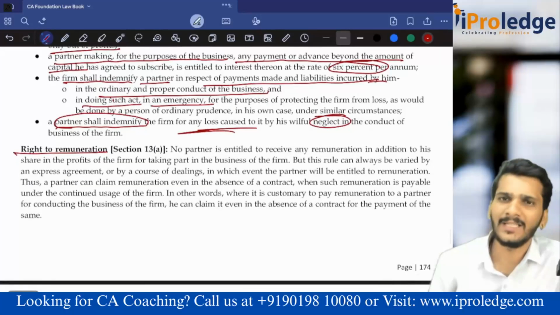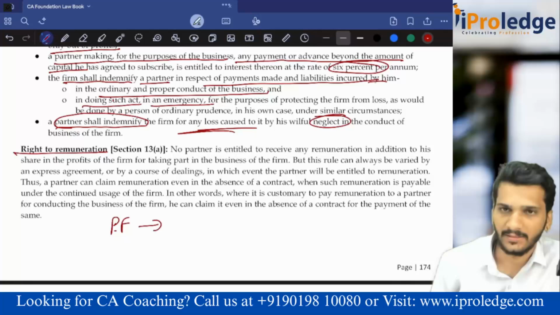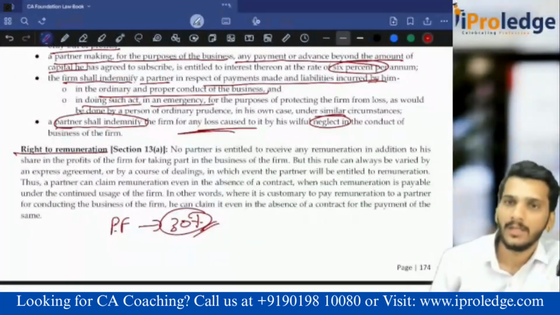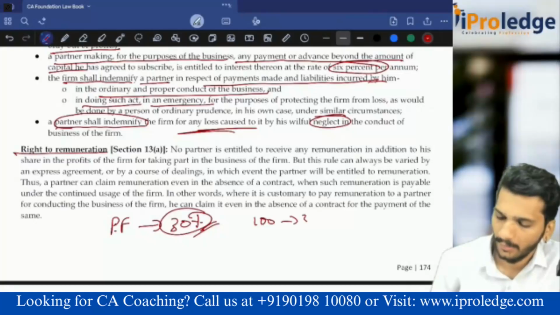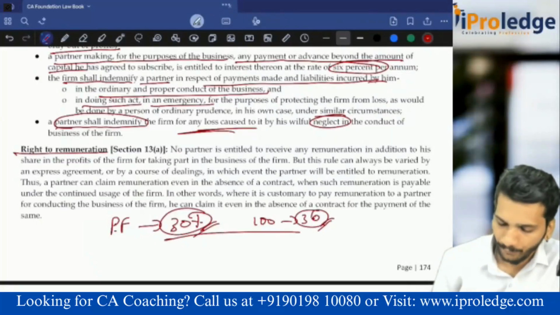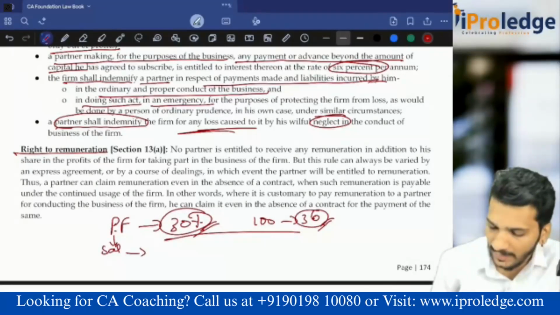See, why has this concept come? A partnership firm, whatever profits it earns, is taxable at the rate of 30% flat. If it earns a profit of 100, 30 rupees is the tax that has to be paid to the government. But if this partnership firm pays money by way of salary to the partners, then it is the income of partners.